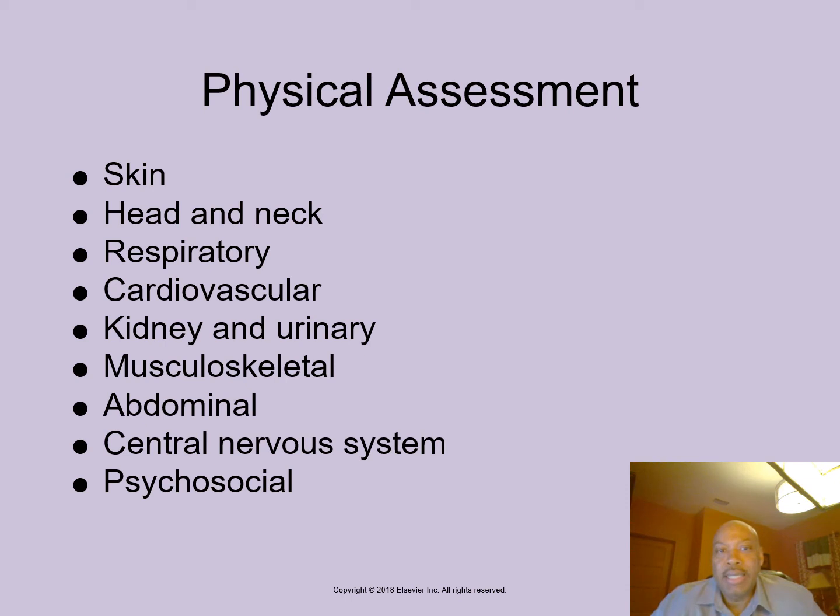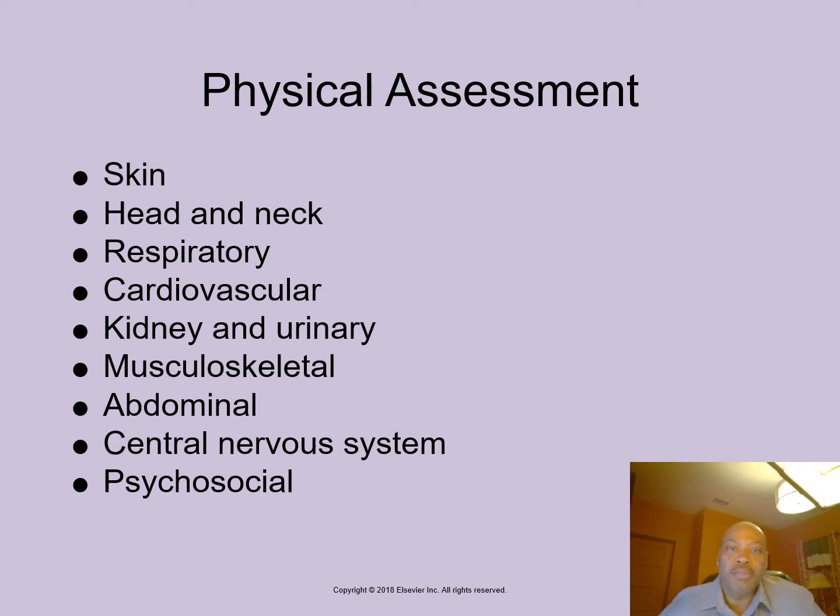Now, as far as kidney and urinary, the kidneys have many blood vessels, so we want to look for hematuria. The color can be grossly red or dark brownish, gold urine color. Also remember, patients with a history of CKD produce less natural erythropoietin and are often anemic.